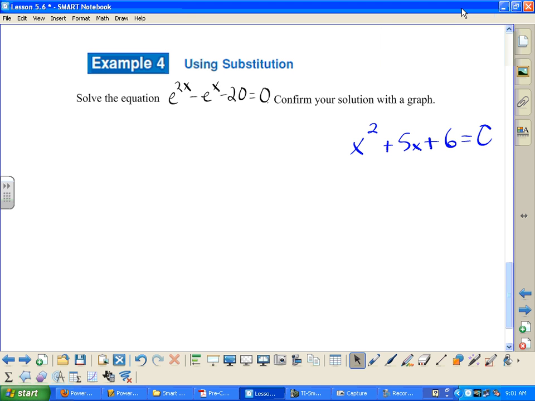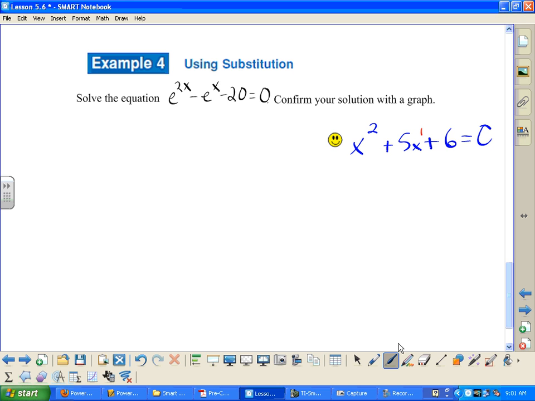Okay, so this is lesson 5.6, example 4, solving equations using substitution. And first of all, I want to look at this equation here, x squared plus 5x plus 6, and a little reminder that when we're solving these equations, we want to use factoring if we can.